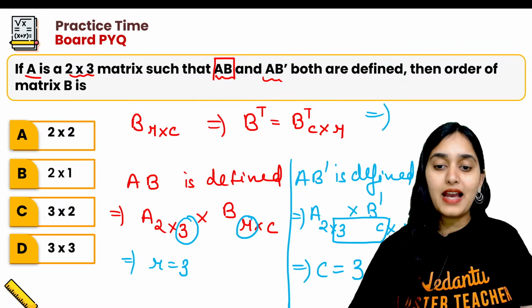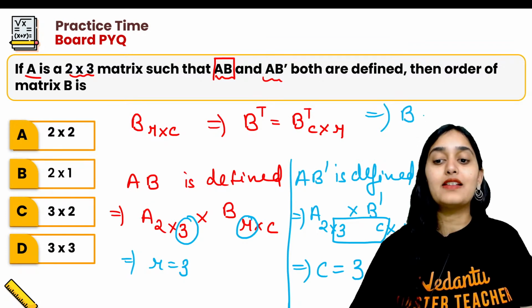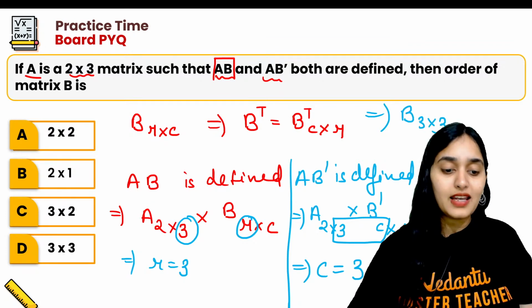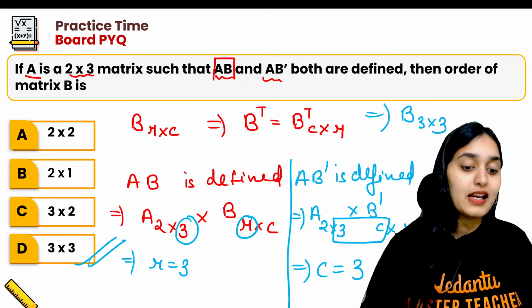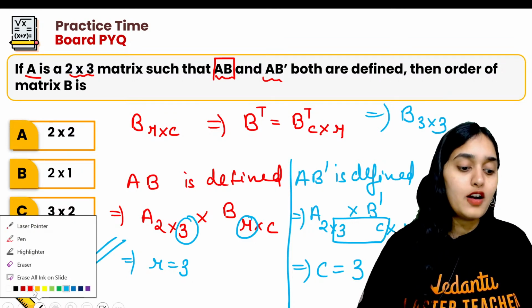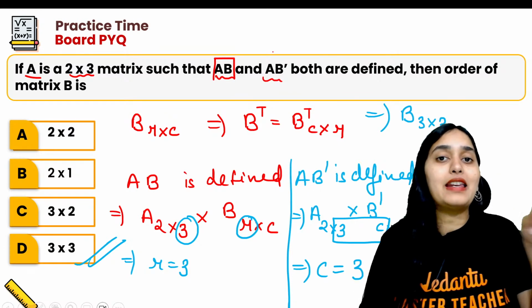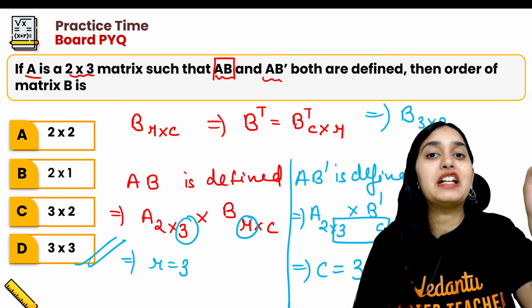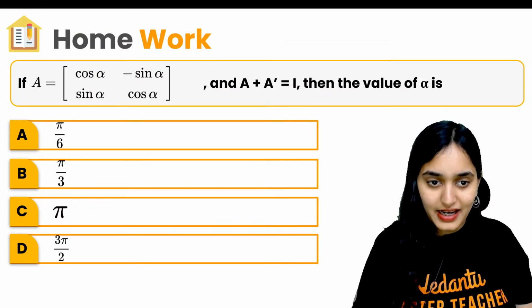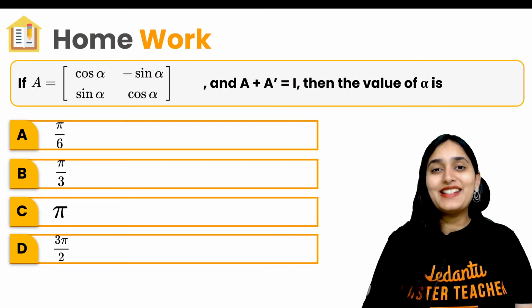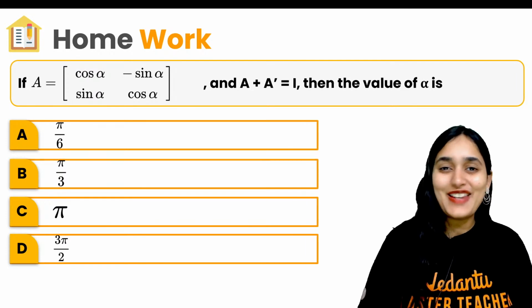So this implies that B matrix is of order 3 cross 3. So the right answer is B matrix is of order 3 cross 3. Only then AB matrix and AB dash matrix can be defined. Alright. Okay guys, so we have completed the chapter here.